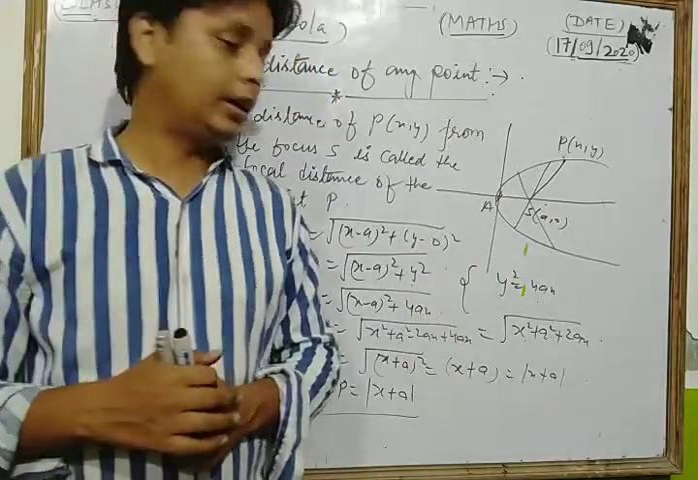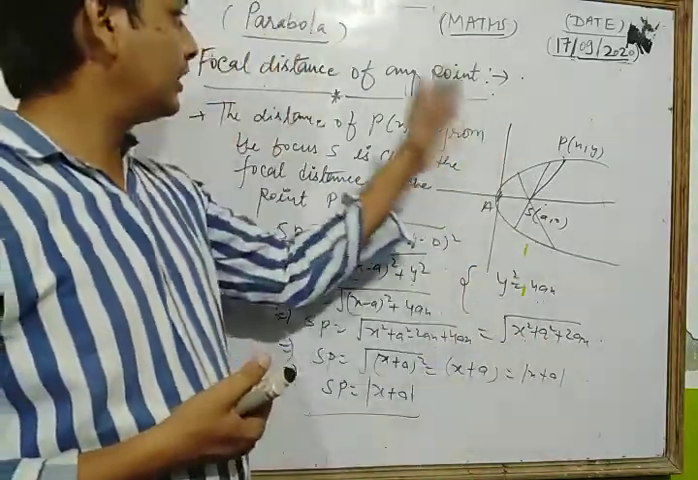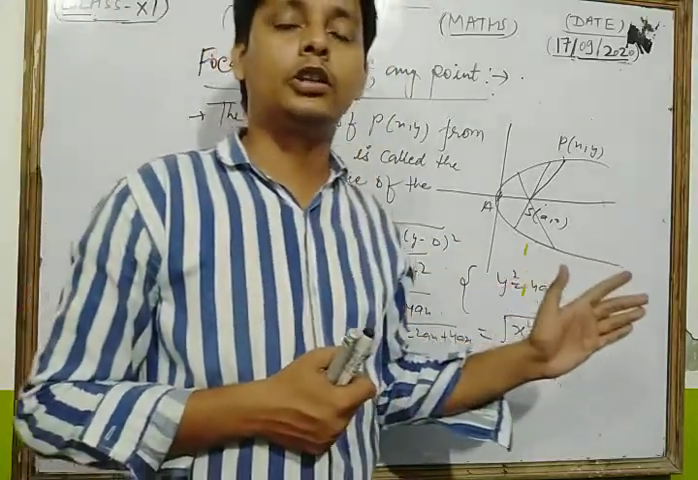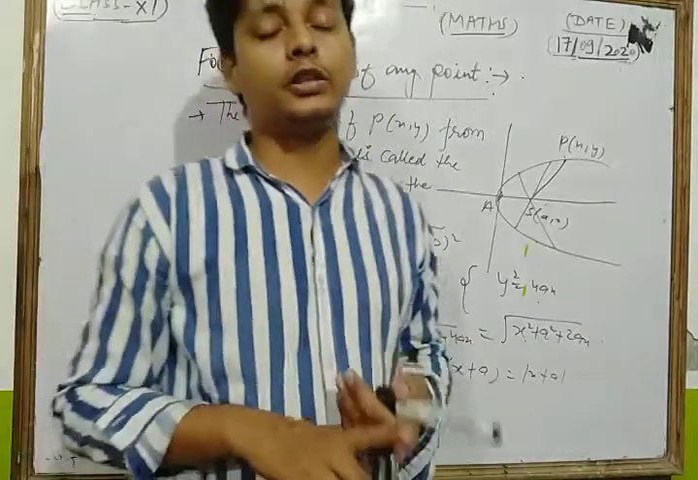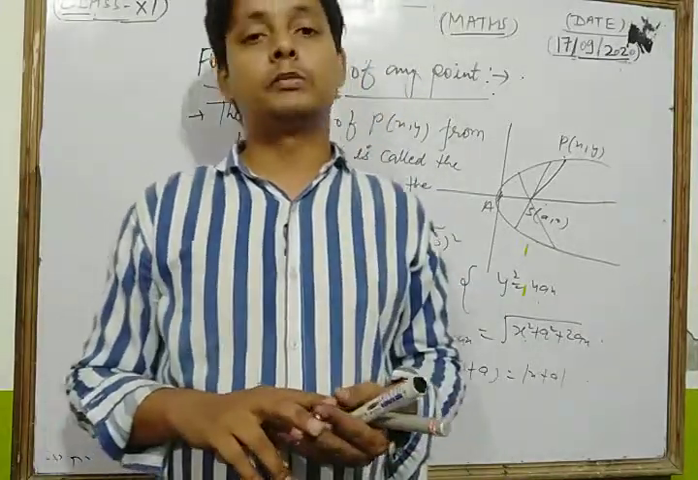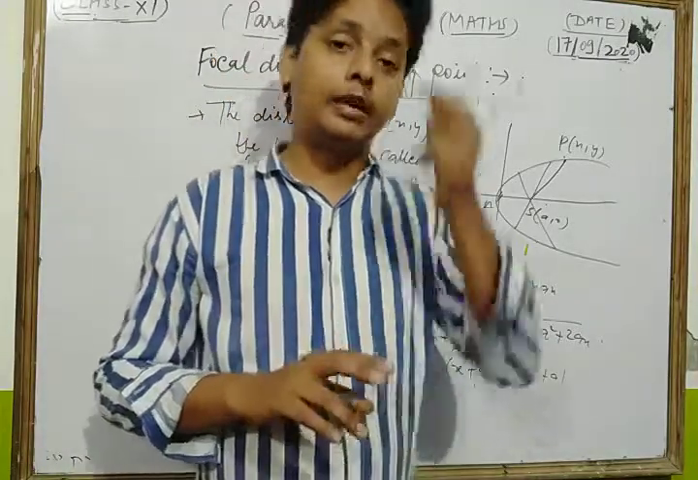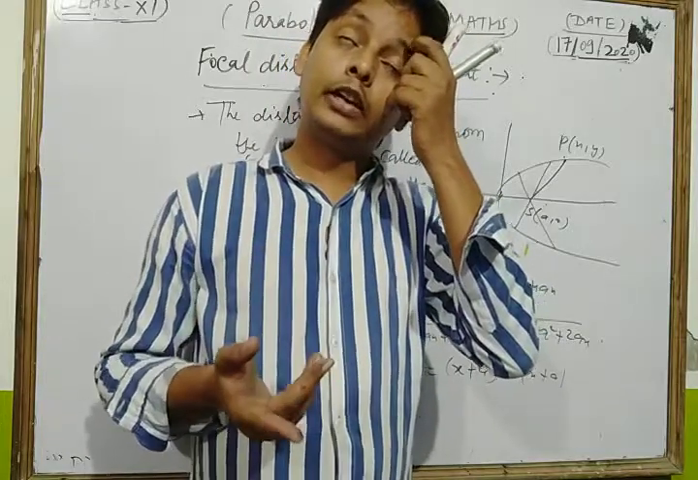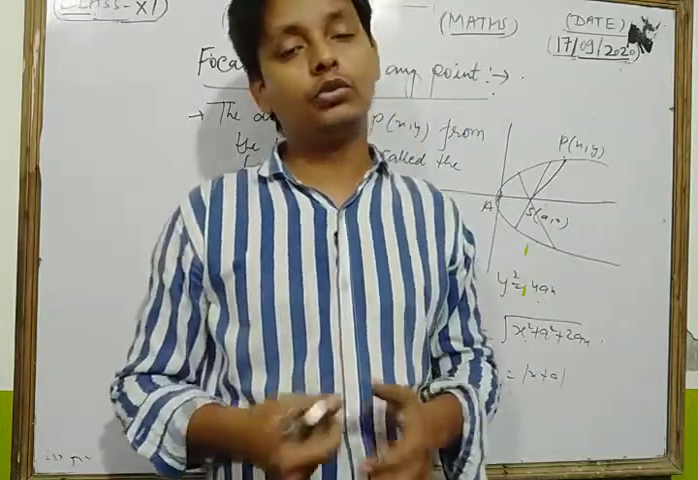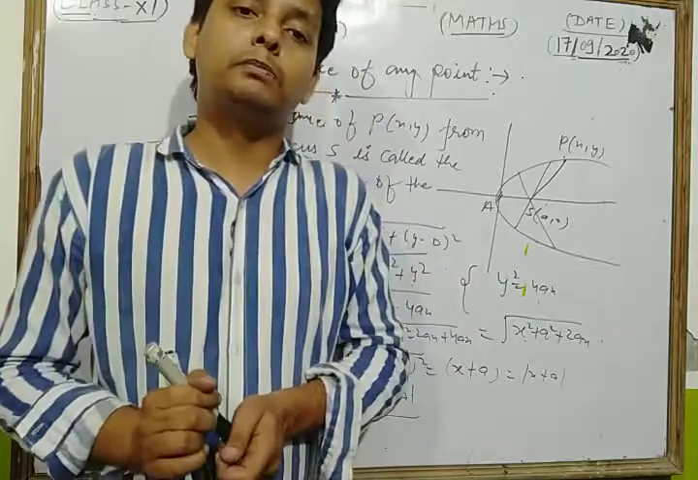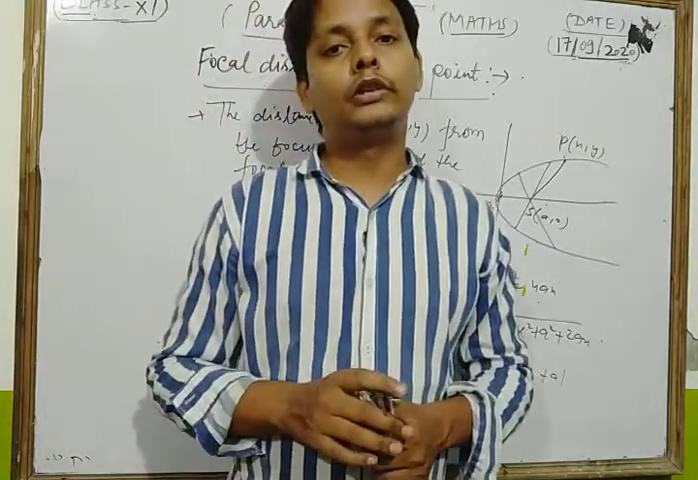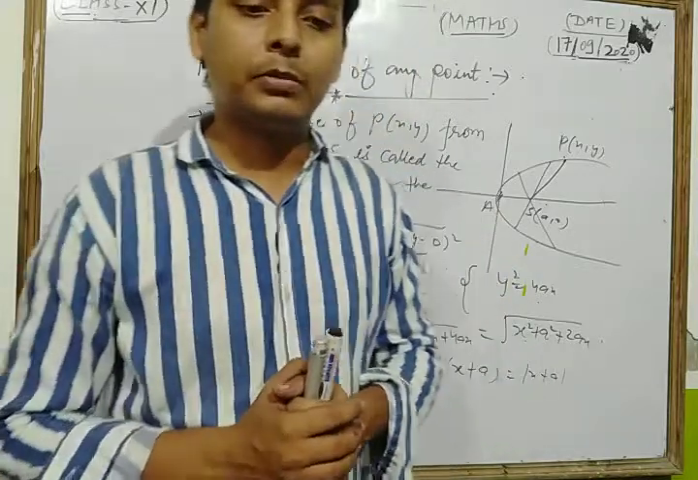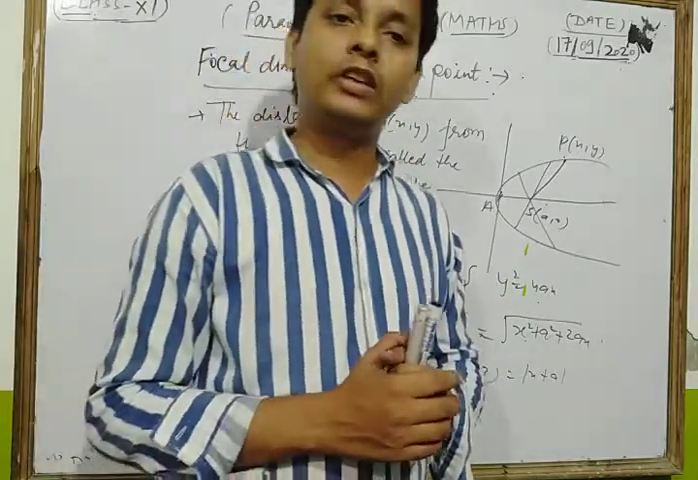Now dear student, in this way we have discussed all the important terms related to the parabola. We discussed the focal length, the focal chord, and the length of the latus rectum and its formula. The length of the latus rectum is 4a. Now dear student, we are going to discuss some other standard forms of the parabola. Let's see.